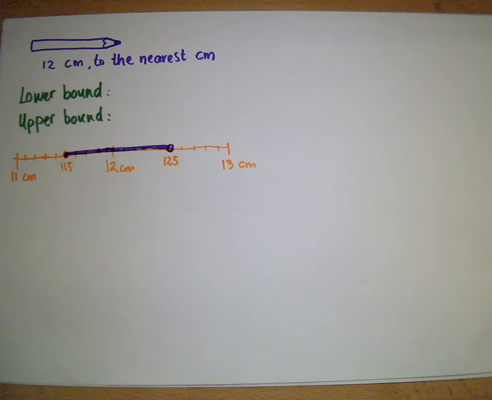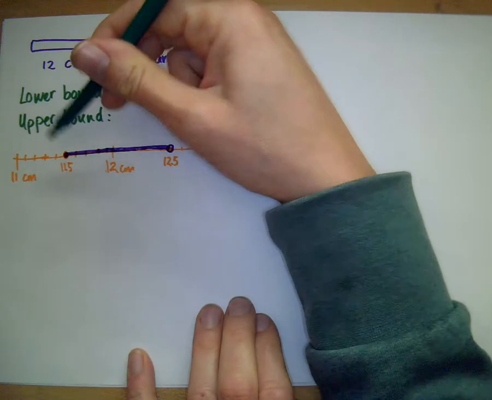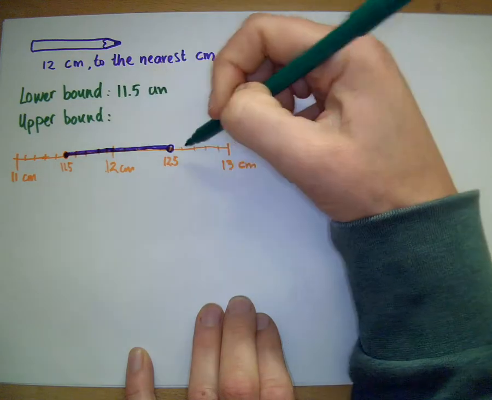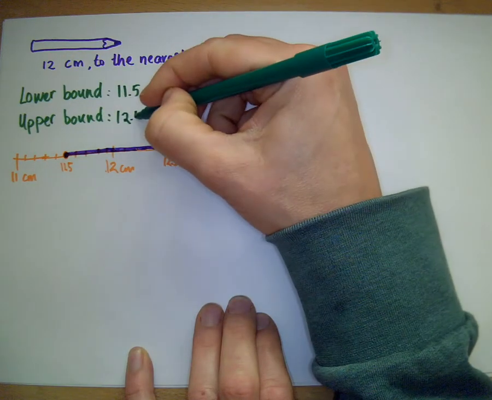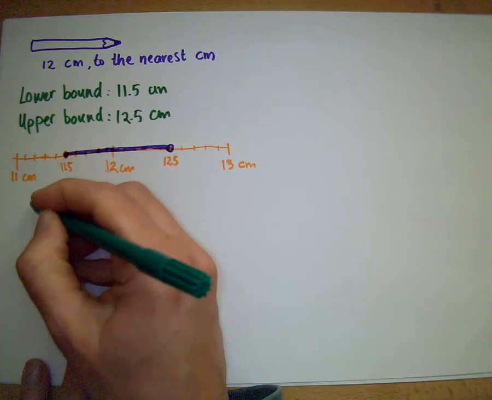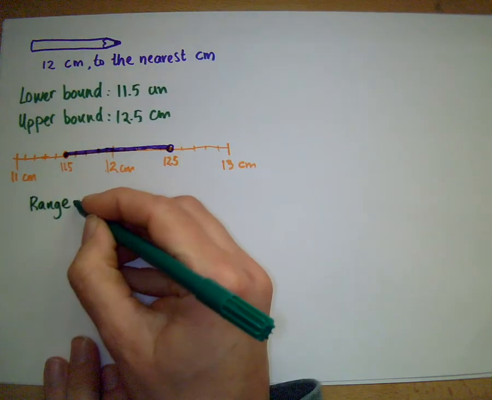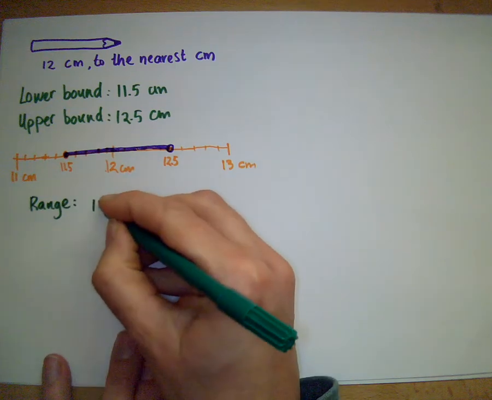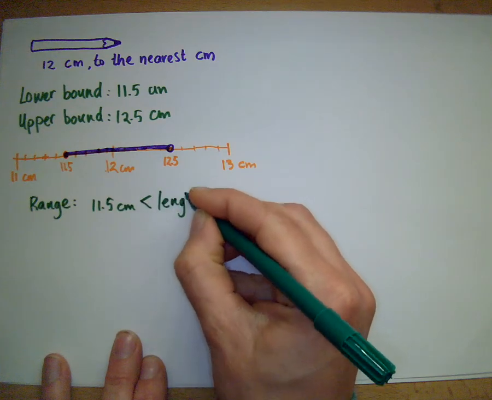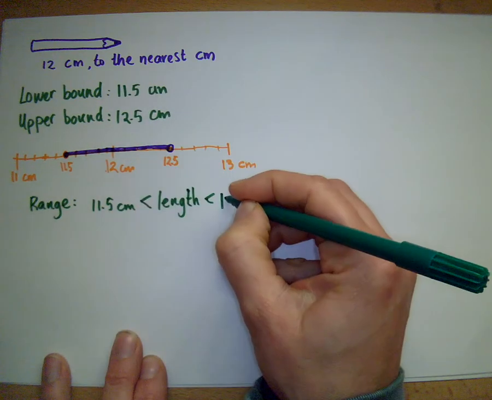And so the lower bound of this measurement would be this here, 11.5 centimeters. And the upper bound of my measurement would be 12.5 centimeters, right? And so we could also say the range of the length of my pencil could be described by this. It is between 11.5 and 12.5.